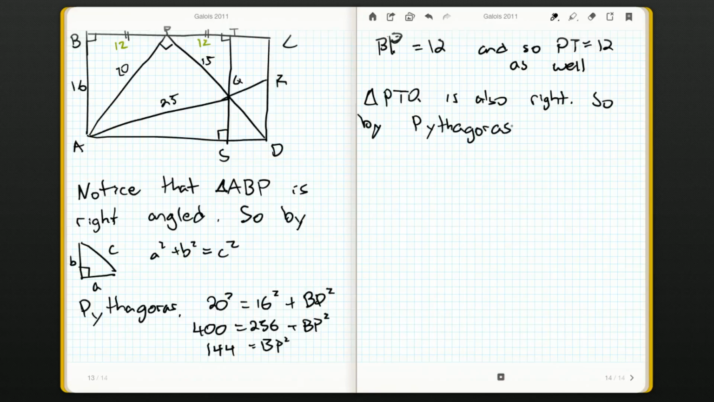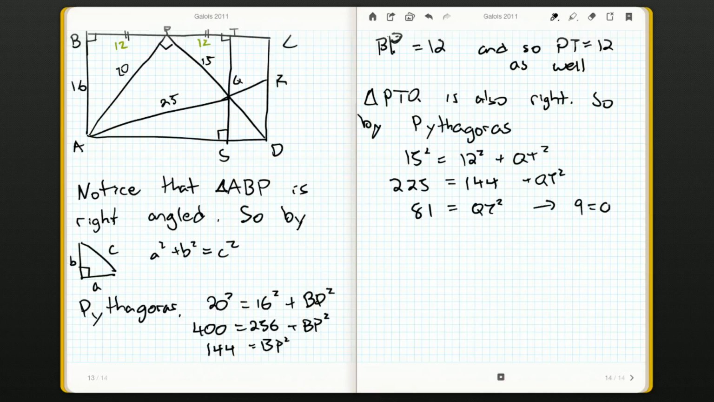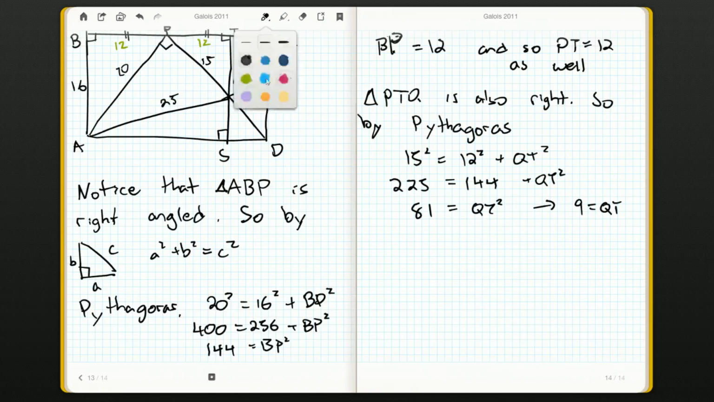So by Pythagoras, or by the Pythagorean Theorem, or however you want to say it, we know that 15 squared, because that's the longer side, is going to be equal to 12 squared plus QT, which is the one we don't know, squared. That's 225, 144 plus QT squared. And if we subtract both sides by 144, we'll get 81 is QT squared. Doesn't take too long to figure out that QT is equal to 9. So let's add in that piece of information.